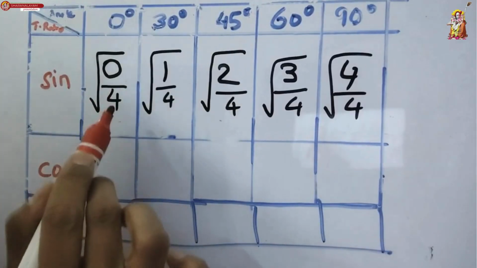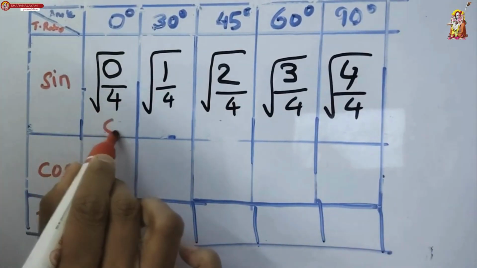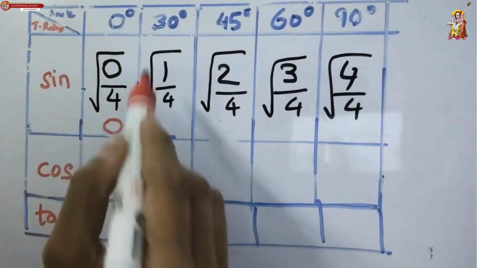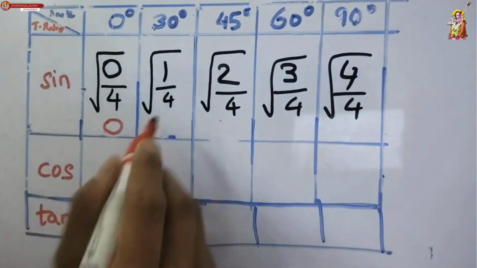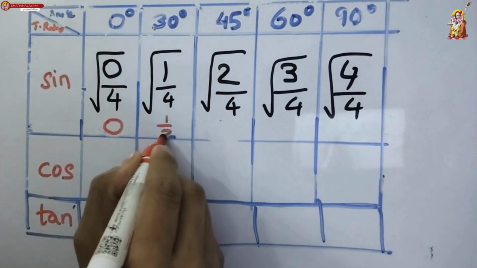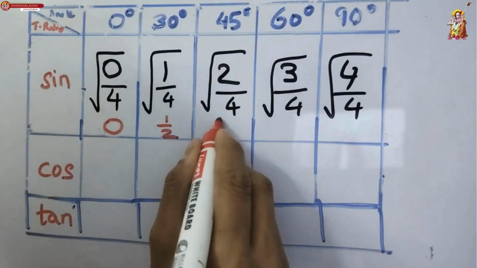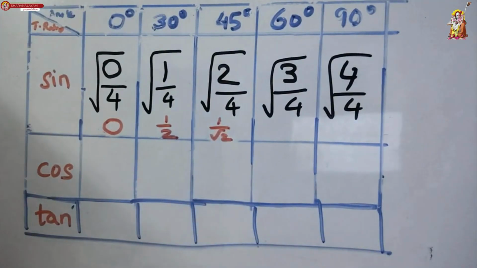Now, what is 0 upon 4? 0. So, square root of 0 is 0. So, sine of 0 degree is 0. Now, what is square root of 1 upon 4? 1 upon 2, correct? So, half. So, sine of 30 degree is half. Now, 2 upon 4 is 1 upon 2. So, square root of 1 upon 2 is 1 upon square root of 2. Correct? That is sine of 45 degrees.